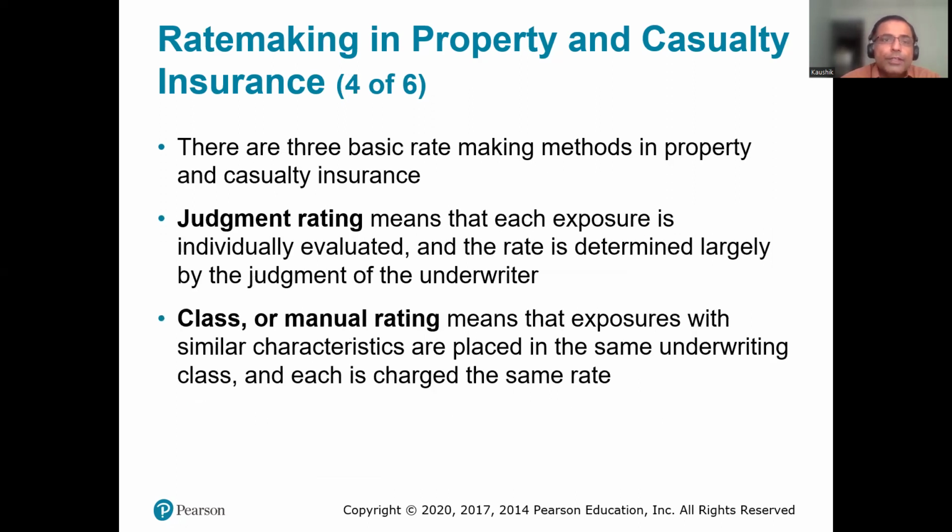So there are three basic methods to determine rates in property and casualty insurance. The first one is judgment rating. So in this case, individual policies are evaluated by the underwriter and they use their own discretion or their own experience to assign rates. We also have class rating. So in this case, a group of policies which have similar characteristics are charged the same rate.